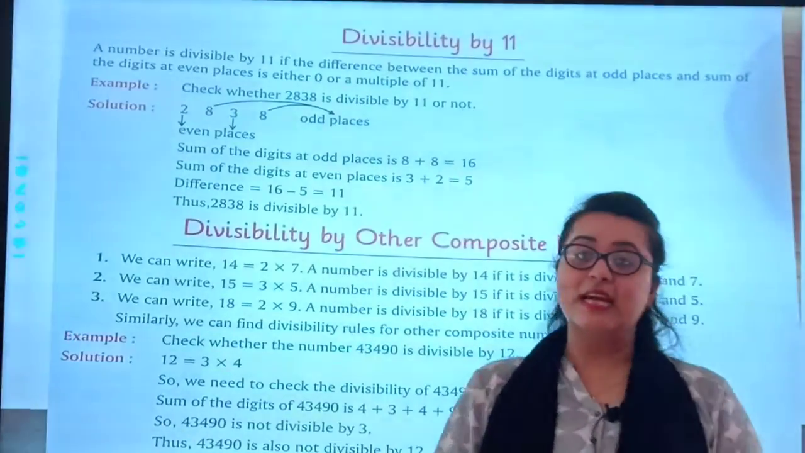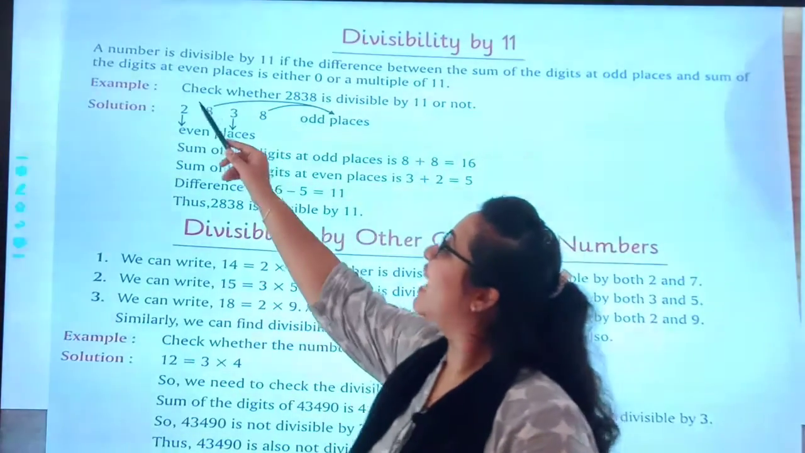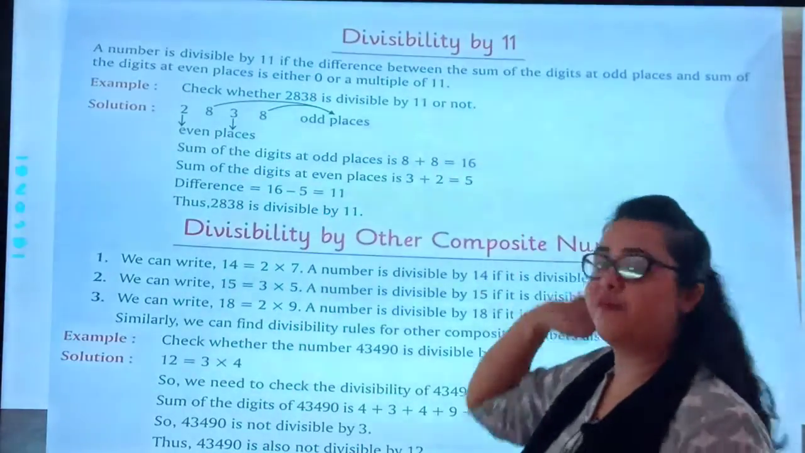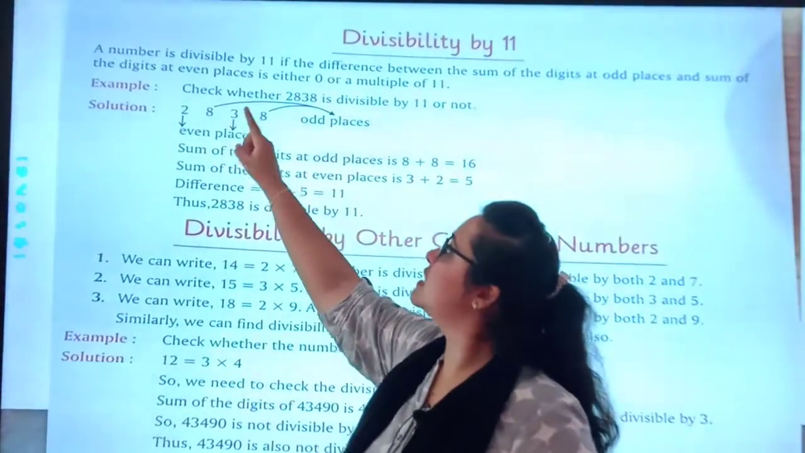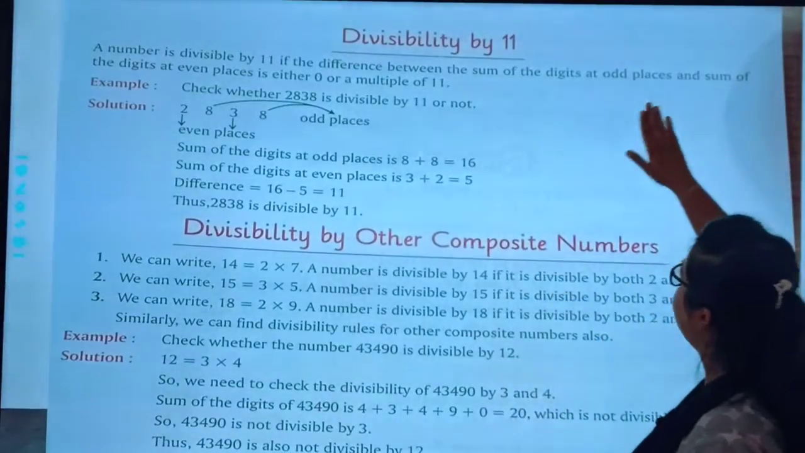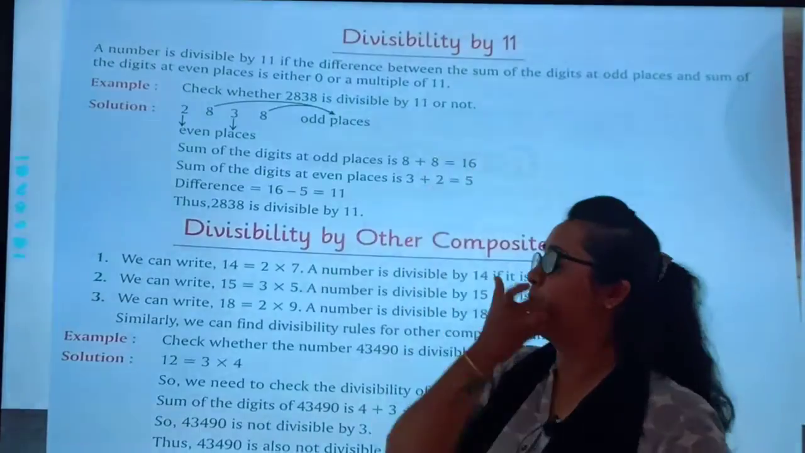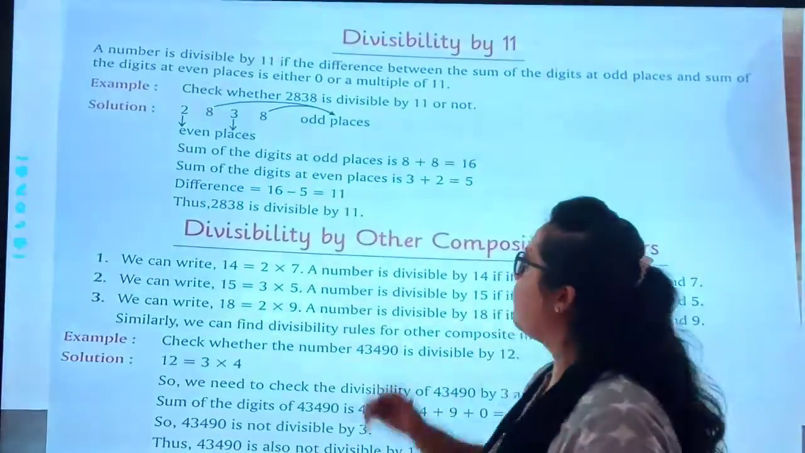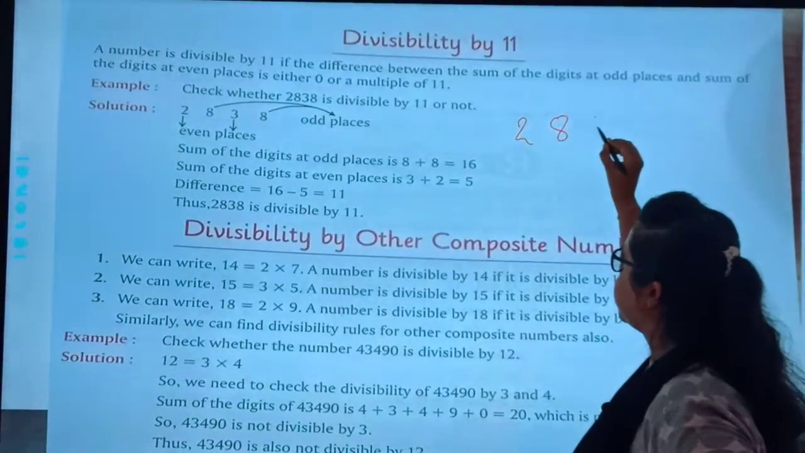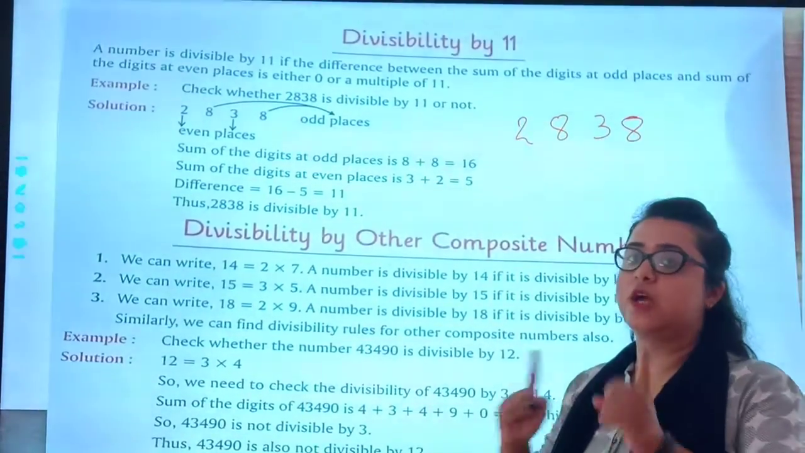Now when it comes to the divisibility of 11, now we will see the divisibility of 11. A number is divisible by 11 if the difference between the sum of the digits at odd places and the sum of the digits at even places is either 0 or a multiple of 11. For example, let's take the same number, 2 8 3 8. Now you have to see odd, even.